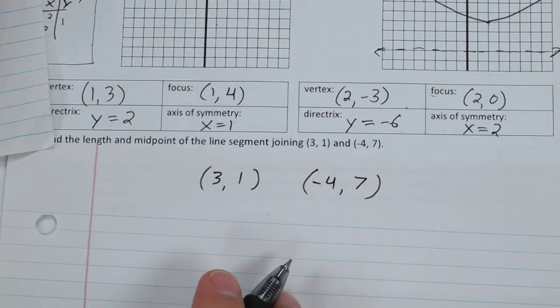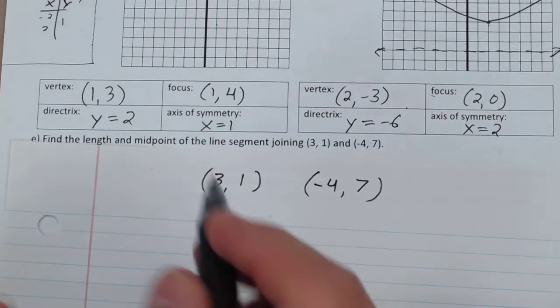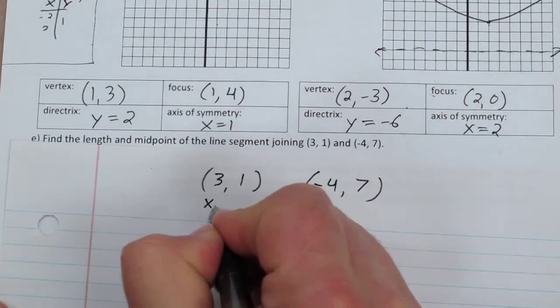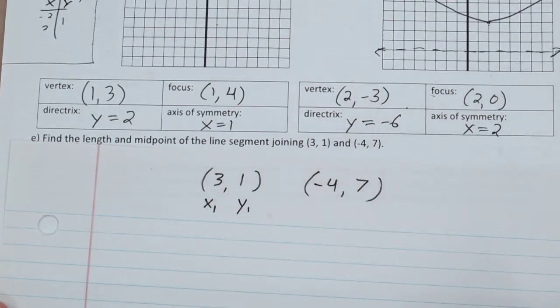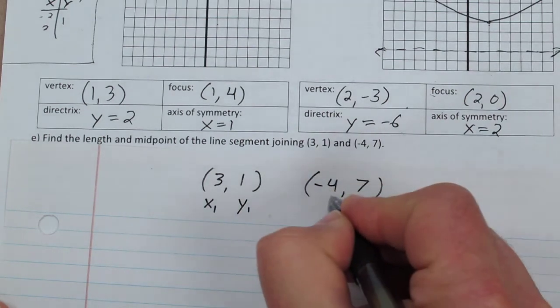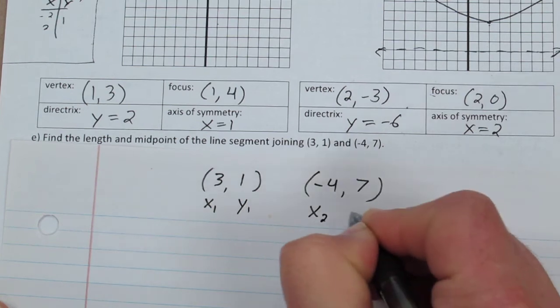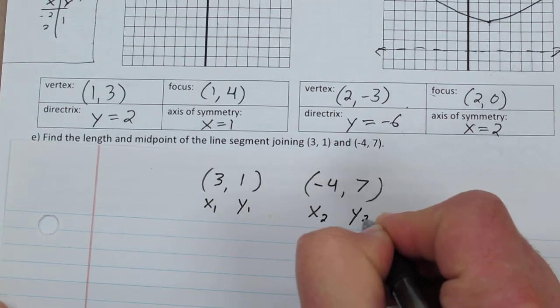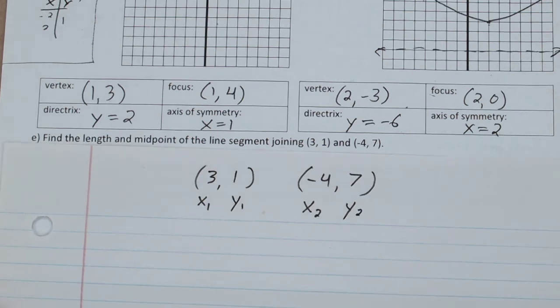Now, one thing about coordinates is they have an x and a y coordinate. So I'm going to call this the first x coordinate, and this 1 right there, the first y coordinate. Over here, since this is a second point, I'm going to call this the second x coordinate, and this the second y coordinate. Now I'm ready to find the distance between these points and the midpoint.